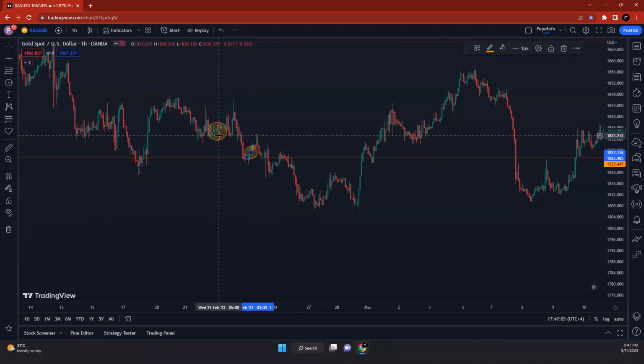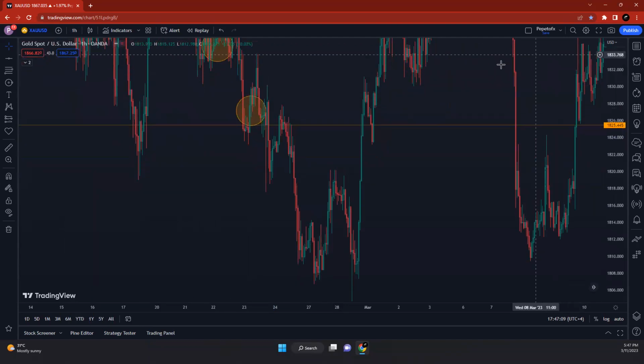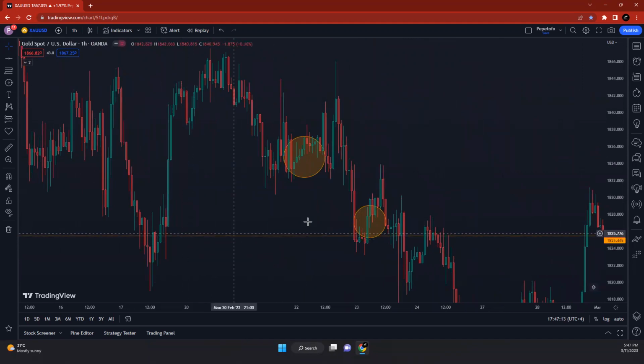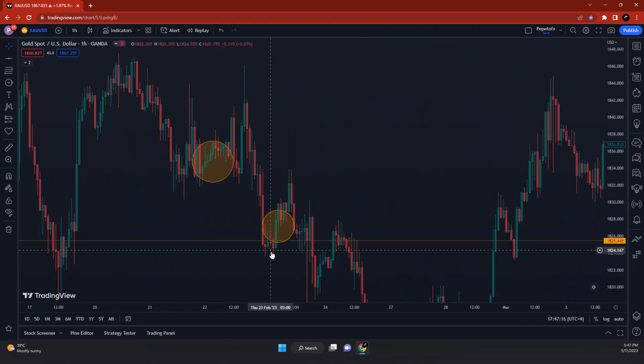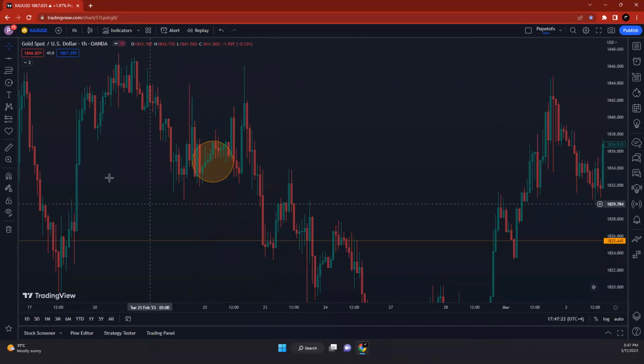Okay, 23rd and 22nd. Now I have the key level for our support. So now the breakout has happened. What am I waiting for next? A retest, right? After a breakout, what do we have?